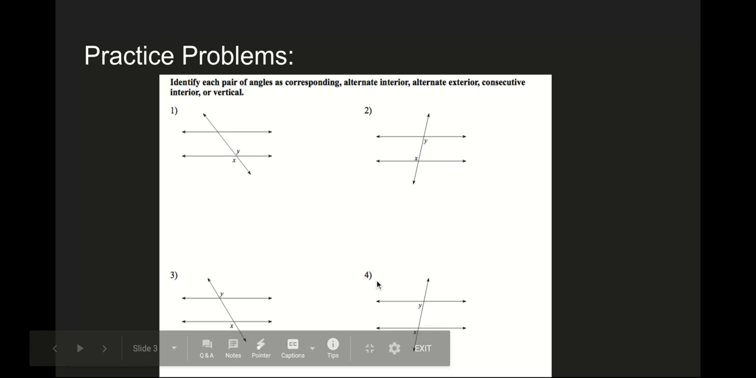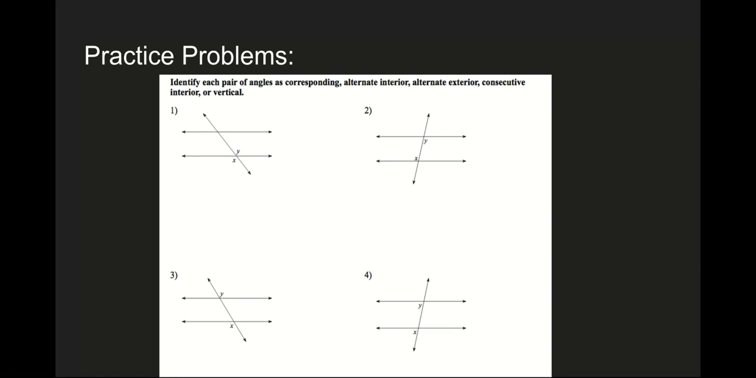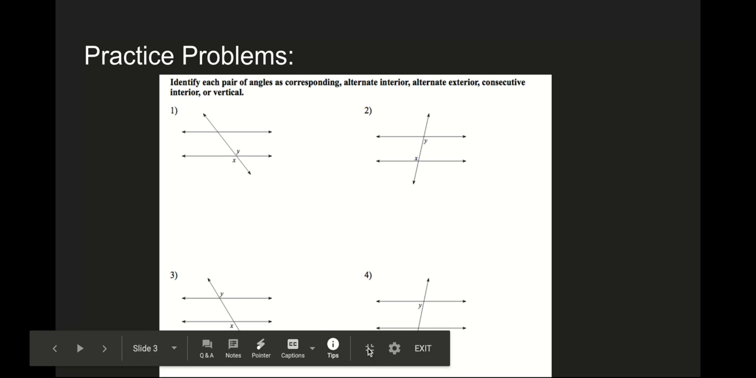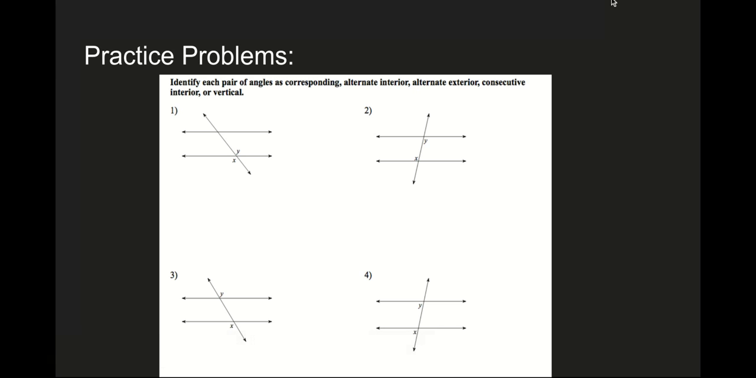So if we look at these four examples, we'll see vertical, alternate interior, alternate exterior, and corresponding, right? Corresponding meaning they represent the same position. What are we missing from here? Well, hopefully we recognize that what we're missing is consecutive interior. Okay, consecutive interior.